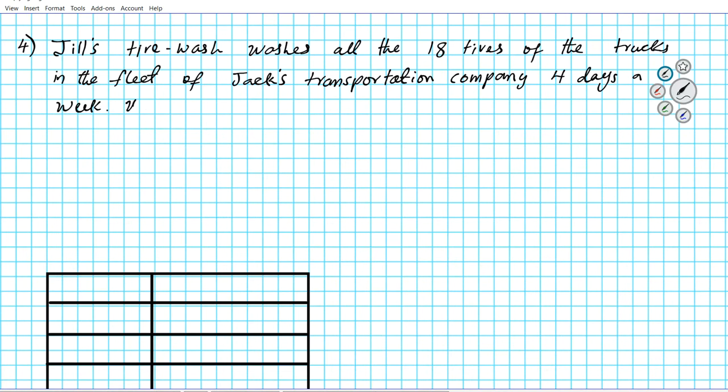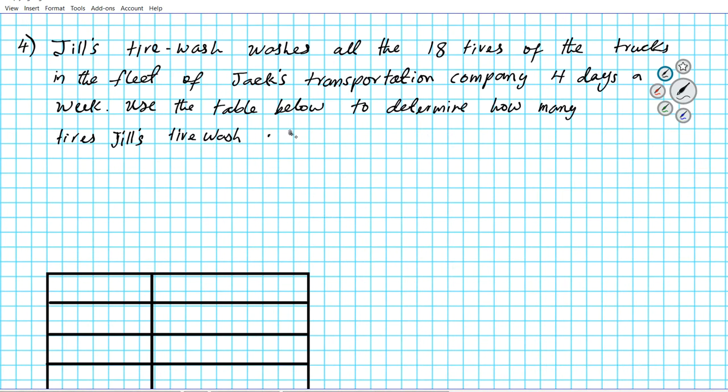So your task is to use the table below to determine how many tires Jill's Tire Wash washed on day 4. On day 4 of the week. Okay?